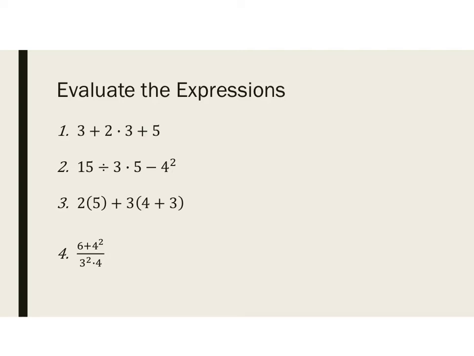So first of all, in this first one, you're going to start with your multiplication. So you're going to do 3 plus 2 times 3, which is 6, plus 5. And then you do your addition from left to right. 3 plus 6 is 9, plus 5 is 14. All you're doing here is applying your order of operations.